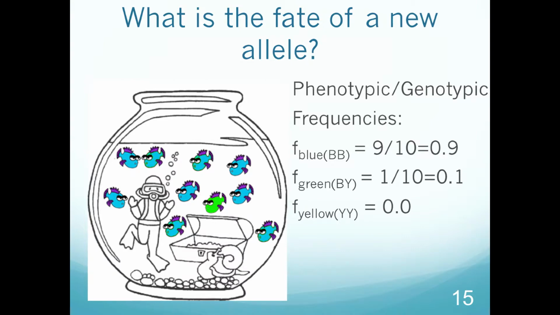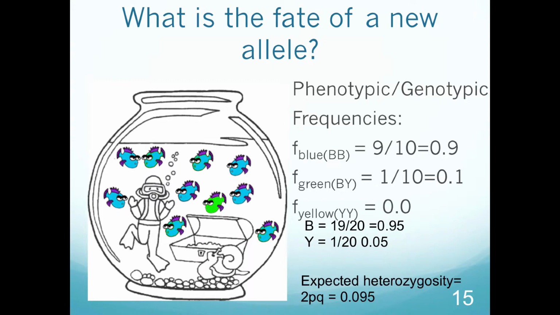Okay, the allele frequencies out of this, 19 out of 20 for B, 1 out of 20 for Y, and the expected heterozygosity 2pq is 0.095. The observed heterozygosity is right here at 0.1.